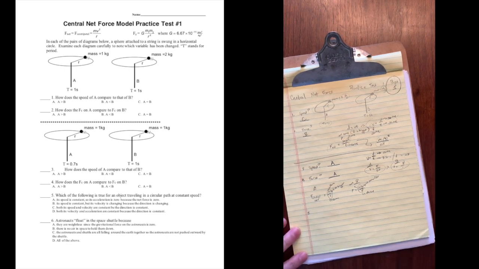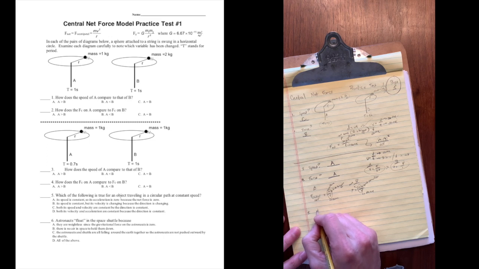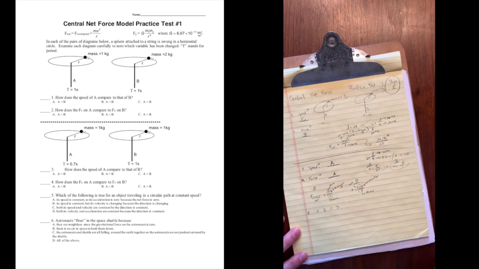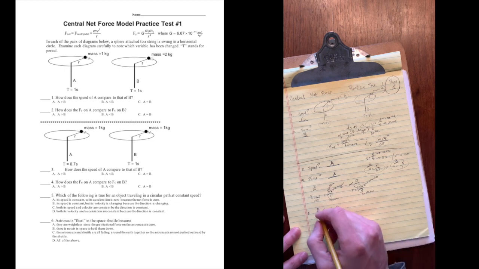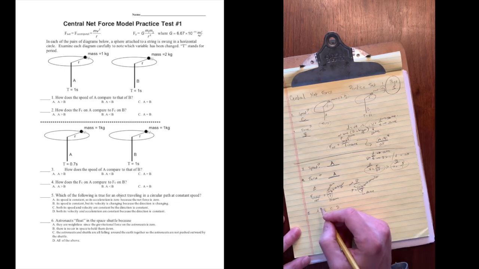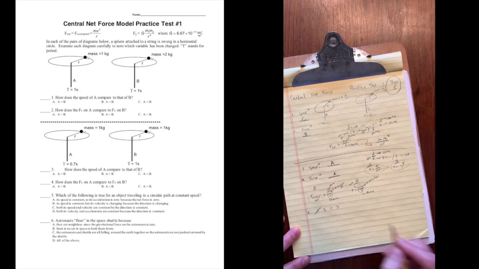Number 5, which of the following is true for an object traveling in a circular path at a constant speed? So if we're spinning the thing around at the same speed the whole time, it's not speeding up or slowing down, which of those is true? I'll just go through them one at a time. Choice A: its speed is constant, so its acceleration is 0 because the net force is 0. That one is not true, because even though the speed is constant, we just said that the net force is not 0. There is going to be a central net force. So the force is not 0, so that can't be right.